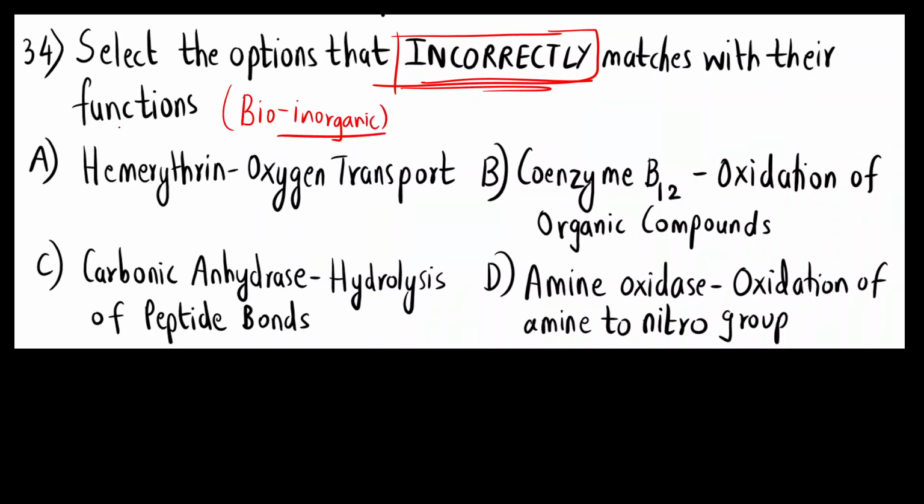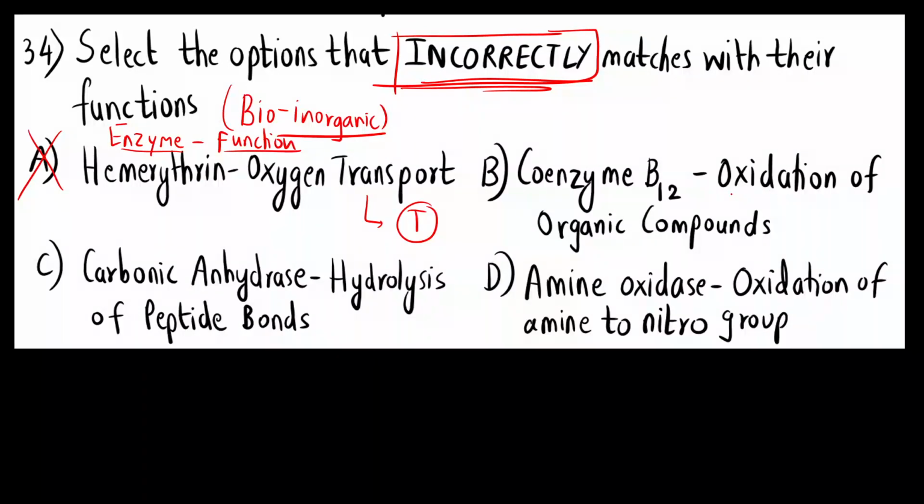First, what is given is the enzyme. Next, what is given is their function. What is their use or function? First option, hemerythrin is used for oxygen transport. This is a true statement, so this is not going to be the correct answer.